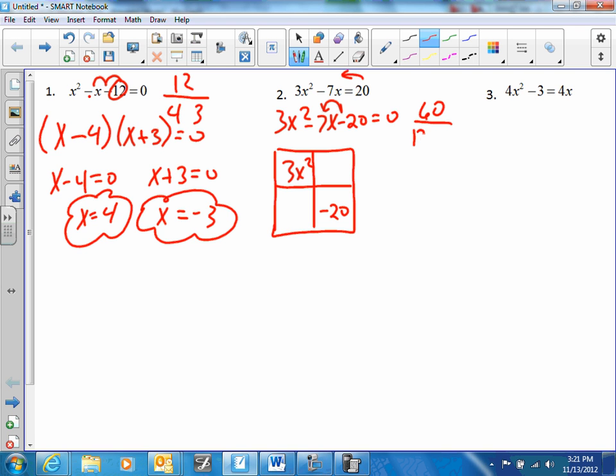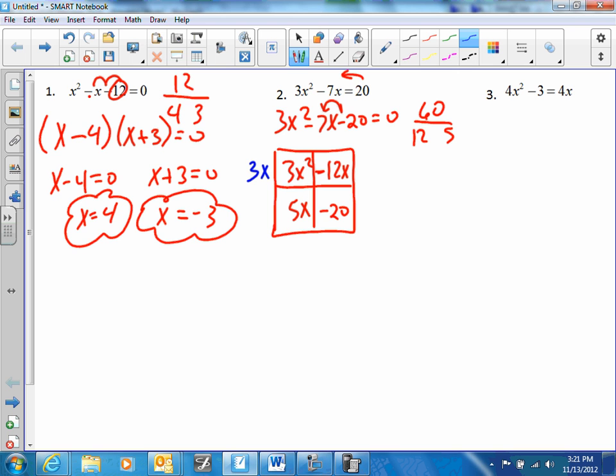And those are 12 and 5. So 12x, 5x. And because I need the -7, that means the 12 has to be larger. All right, so now I'm going to pull out what they have in common. So 3x squared and -12x squared have a 3x in common.